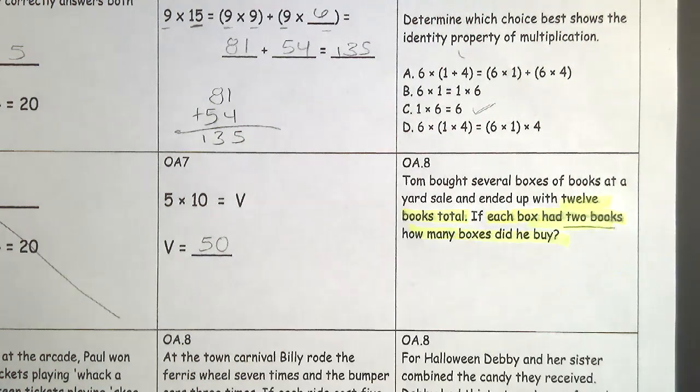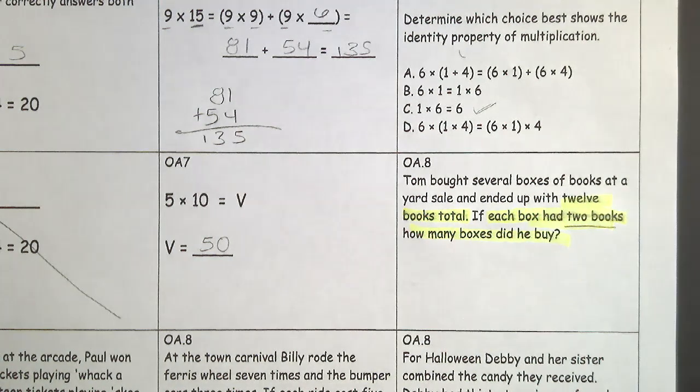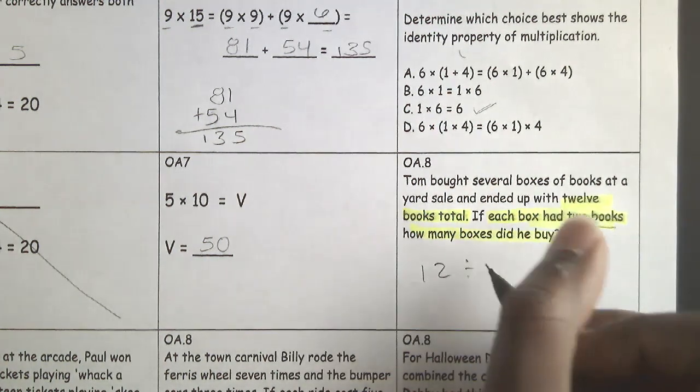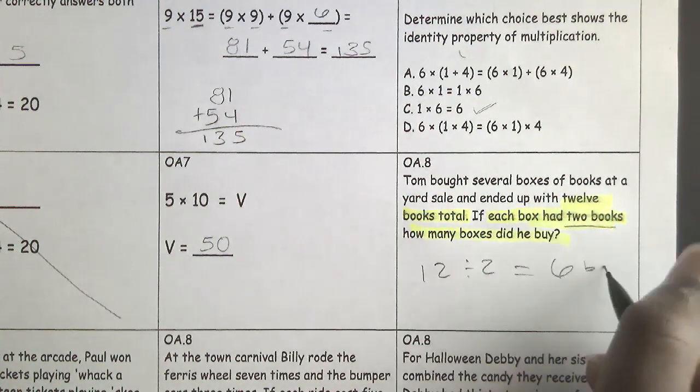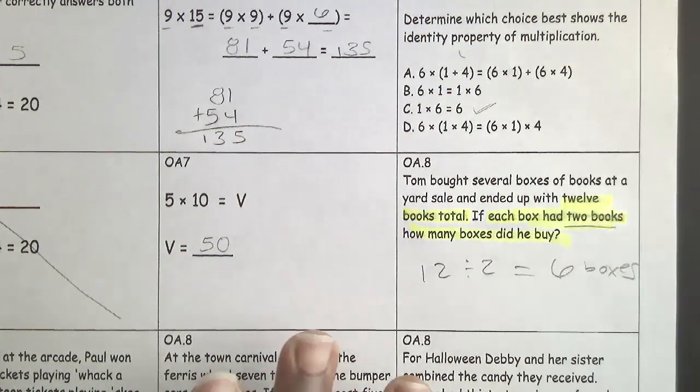Okay, so let's see here. We have 12 times 2, okay? So 12 times 2 equals, right now, excuse me, I'm ready to do 12 times 2. 12 divided by 2, excuse me, equals 6. So how many boxes did he buy? He bought 6 boxes. Okay, very simple.